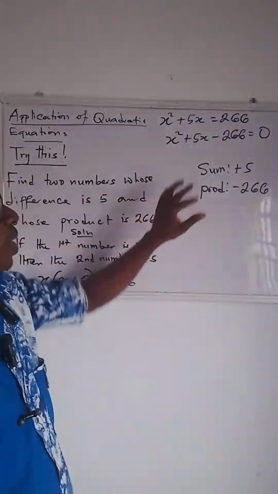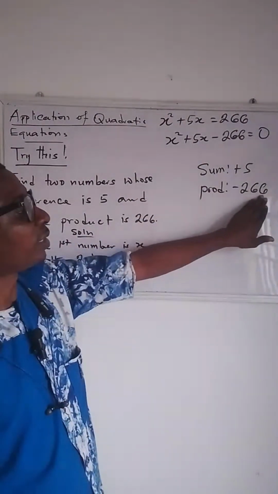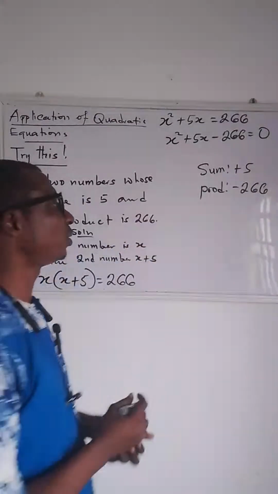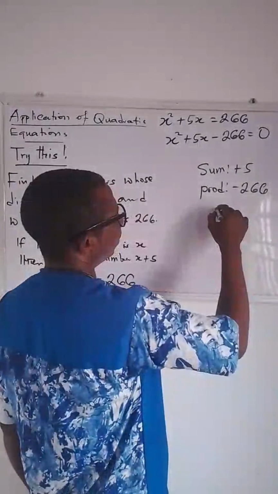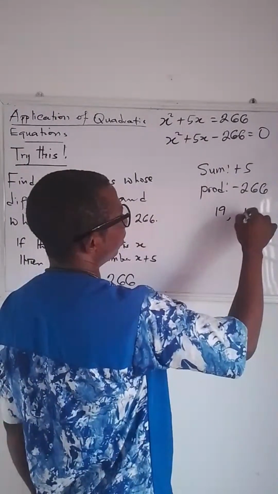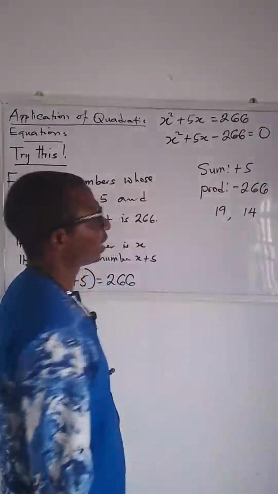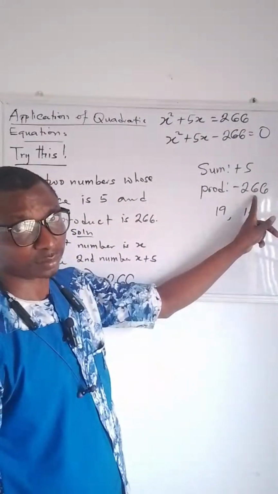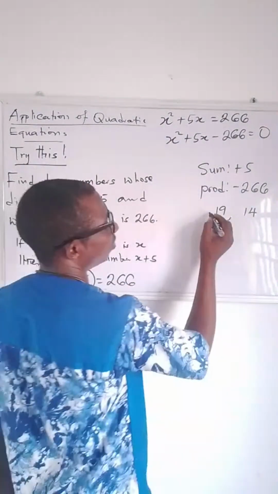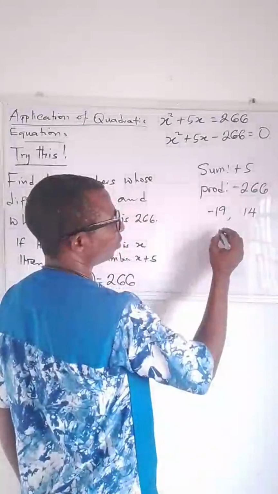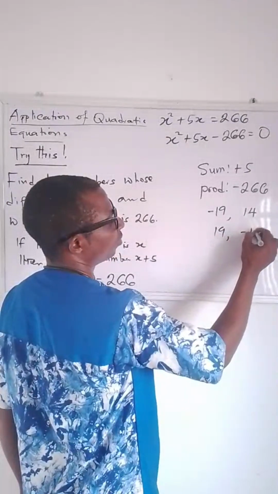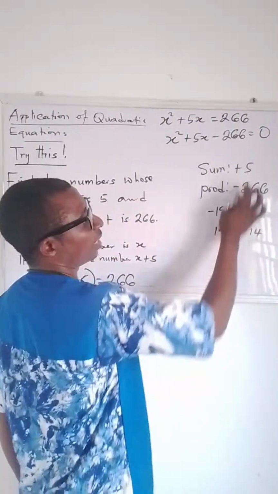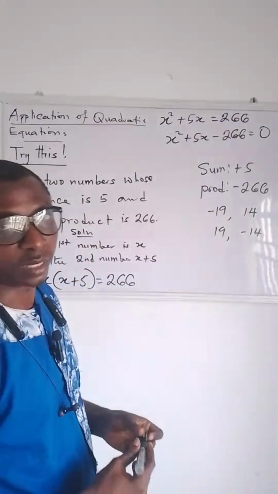All right, so we need two numbers such that when we multiply together, you have this, and when you add together, you have this. Now you begin to think of 19 and 14. When you use this to multiply this, you have this. But look at it. It's either you have minus 19 times 14, or you have 19 times minus 14. When I multiply this by this, I have this. When I multiply this by this, I have this.